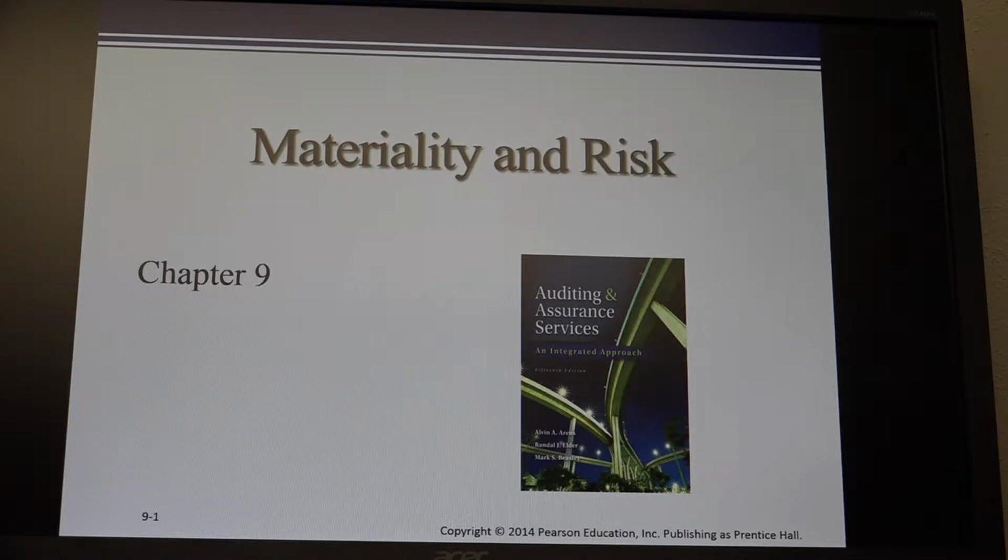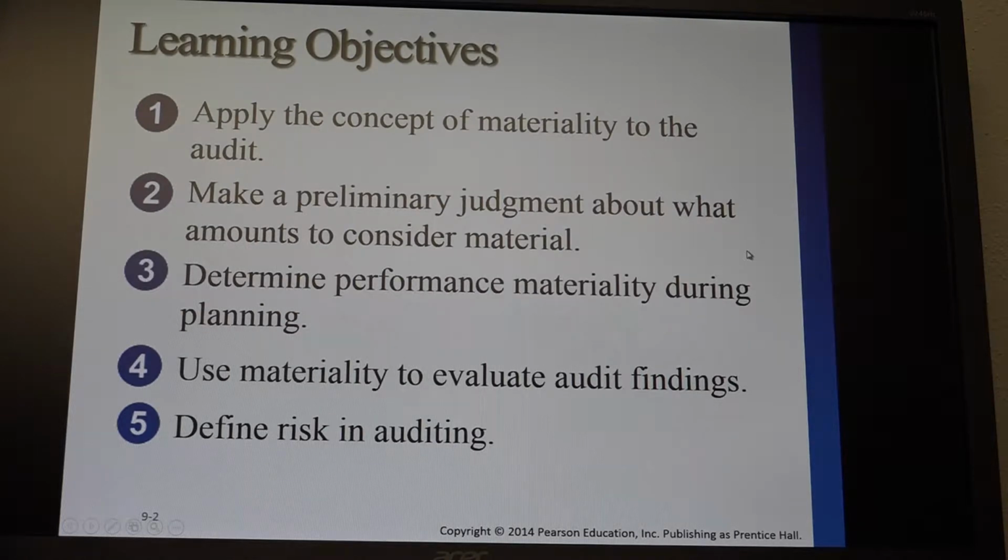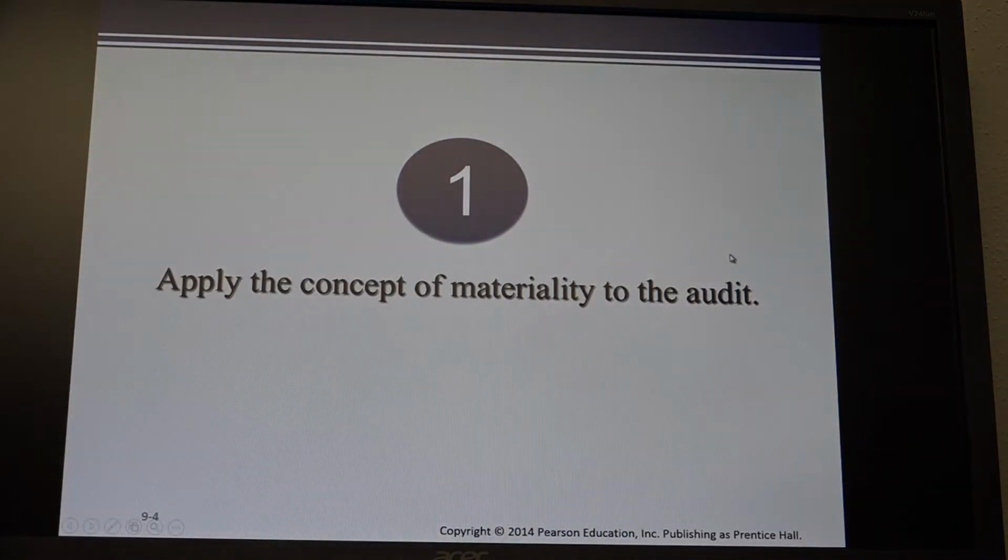All right, the next chapter we're dealing with here is Chapter 9, Materiality and Risk. If you recall, materiality is a major part of what we're looking for as auditors. We're looking for material misstatements. And so we're going to talk about how we apply materiality to an audit.